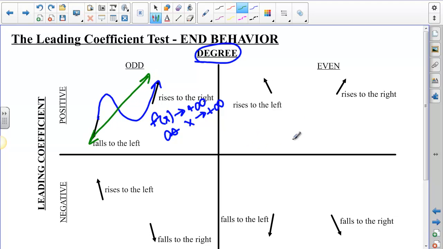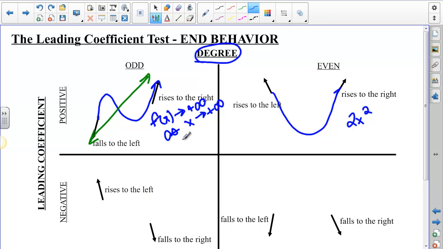If I just looked at the end values, this is going to go up to the right and down to the left. Likewise, even functions, or even degrees with positive leading coefficients, are going to rise to the left and rise to the right. Those are like parabolas that open up. And if you think about it, like 2x squared, that's a parabola. Degree is 2, leading coefficient is positive 2, and that's going to open both of them up.